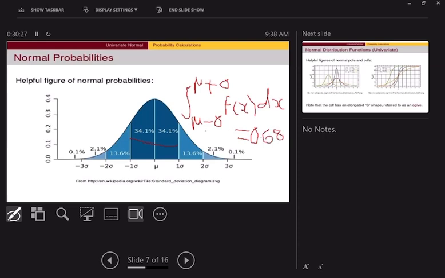Mu minus sigma is one standard deviation below the mean. Mu plus sigma is one standard deviation above the mean. Take a look at this side. The mu here is the center. This is one standard deviation below, one standard deviation above, and that's exactly what we're trying to do. We're talking about area under a curve. The total area under the curve is going to be 0.68.